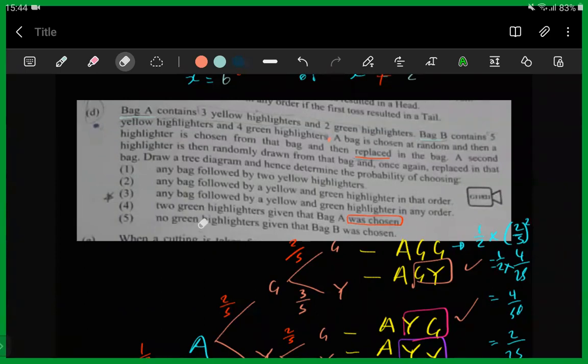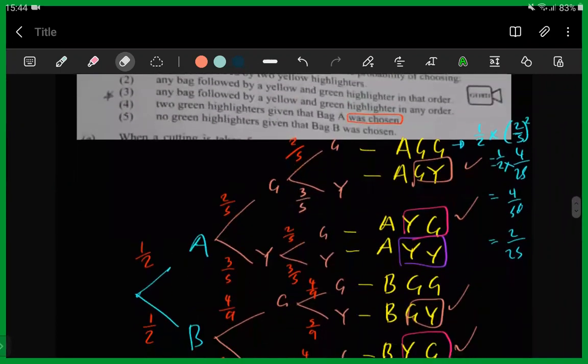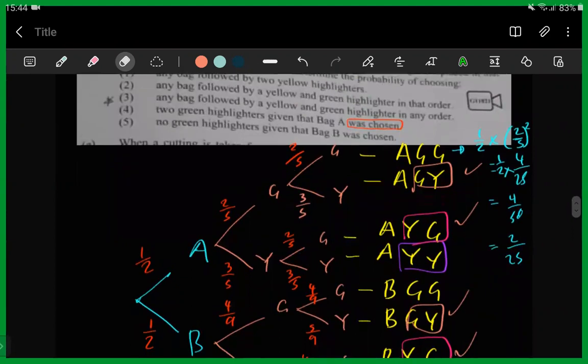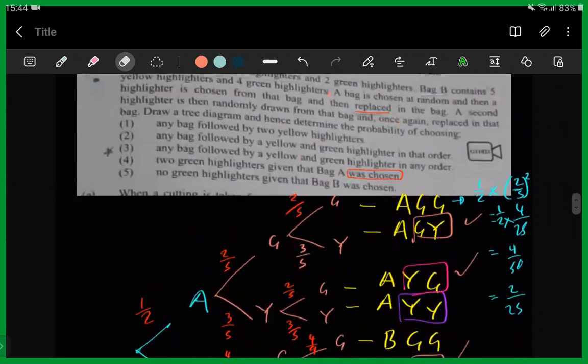It's the same for all these questions. If they say you're choosing from any bag, that's why you have to consider the probability of a half for the first one and a half for the next one. Then you add those probabilities. Here you're only considering bag A, so you only take this half, you don't add anything else.